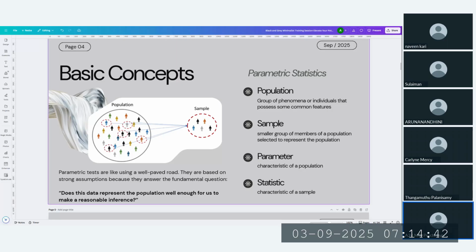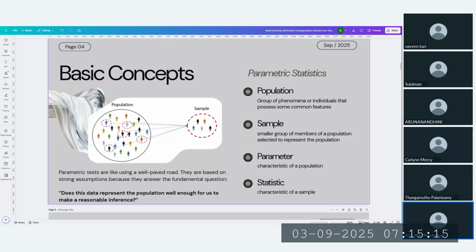So parametric tests are like using a well-paved road. They are based on certain assumptions. Why? Because they answer a question. The question is, does this data which we get represent the general population? For example, if we are doing a study on depression in adolescents, we get some data, survey data, interview data, we get various types of qualitative and quantitative data.